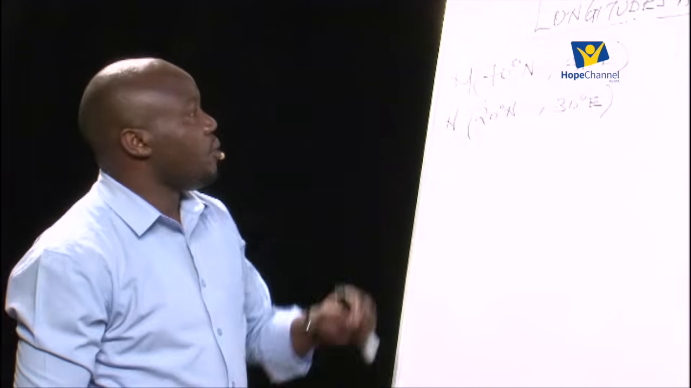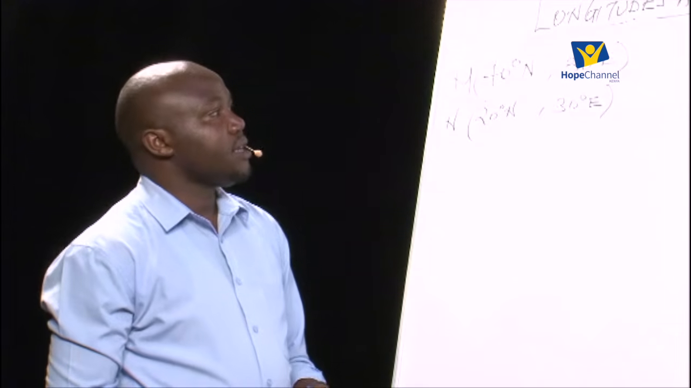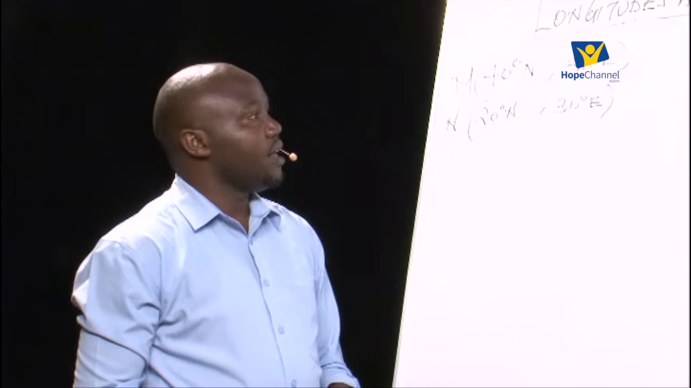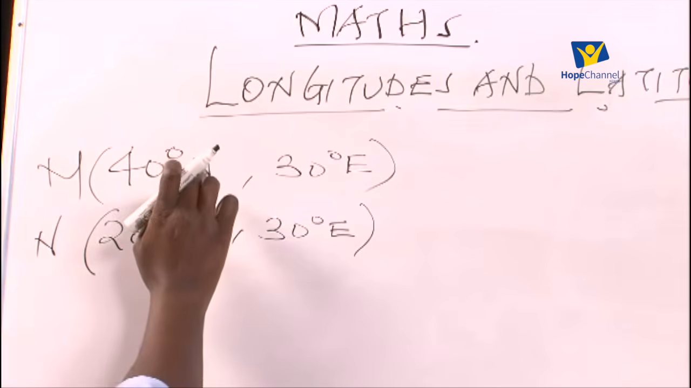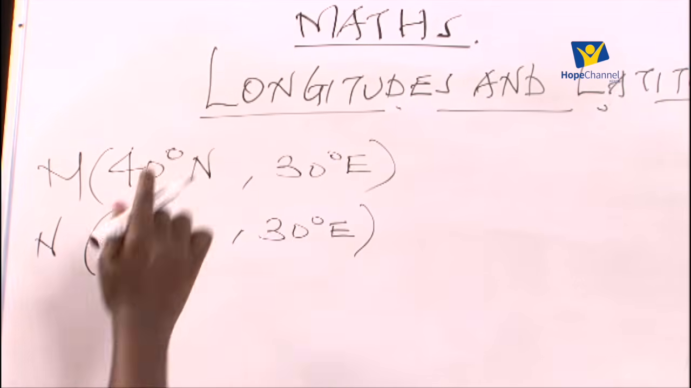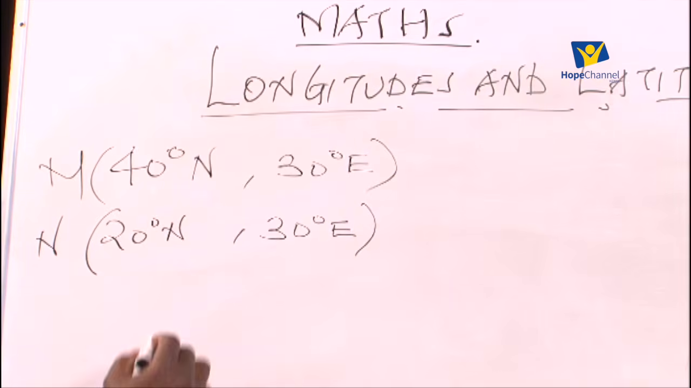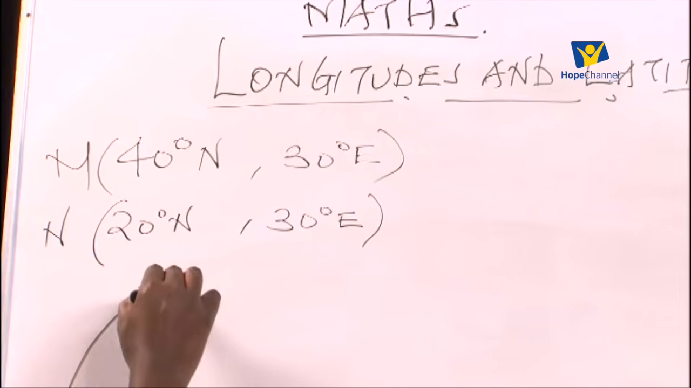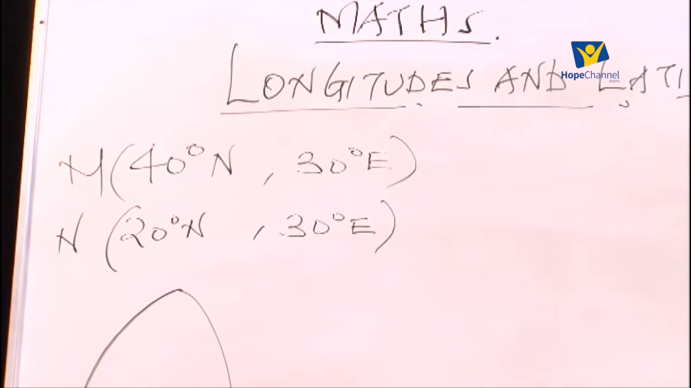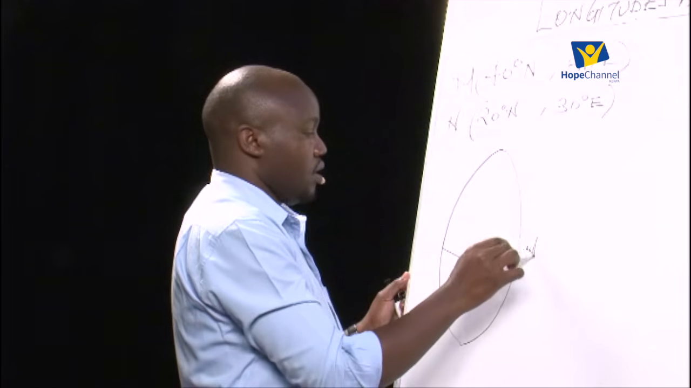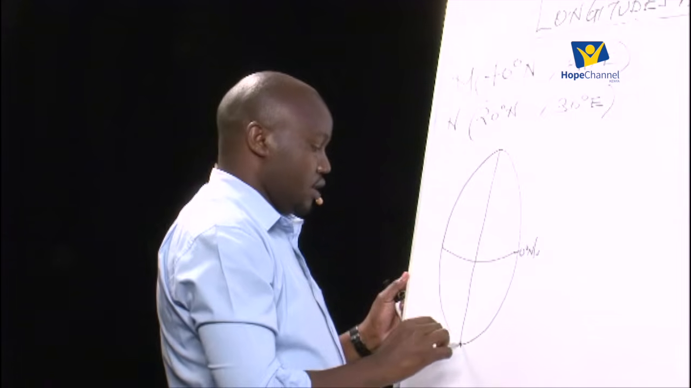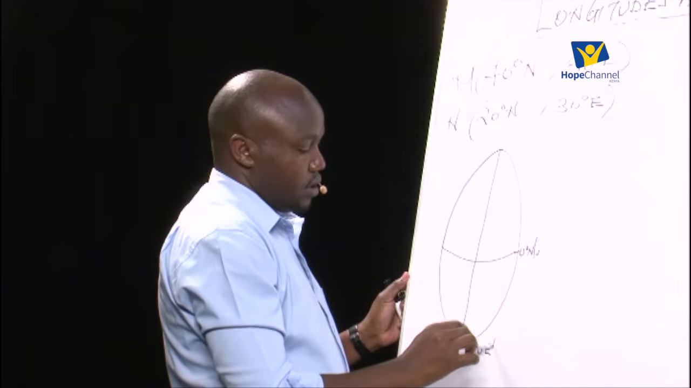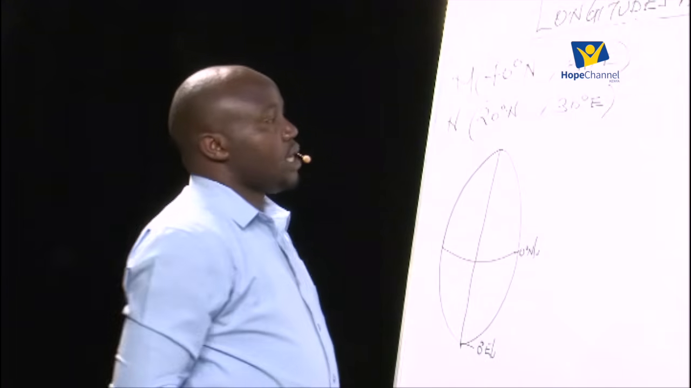Welcome back. I hope you've done this assignment, and let me try and do it once more from here to see how far you've gone with it. Now, the first thing I said, you plot or locate these points on a globe. Remember, this is 0 degrees north or south, which is the equator, and this is 0 degrees east or west, which is the Greenwich meridian.